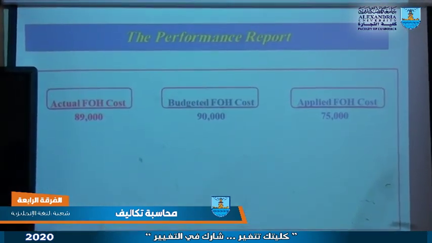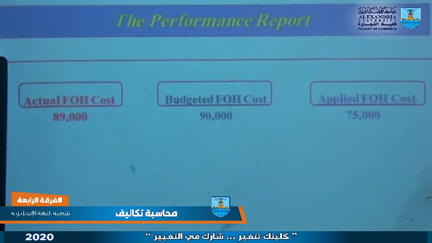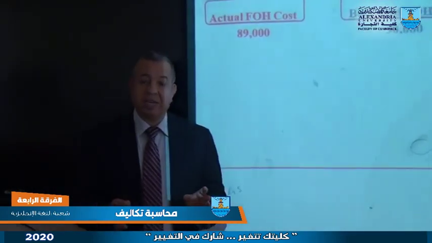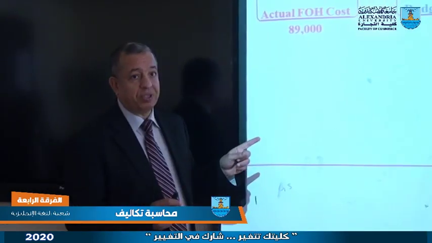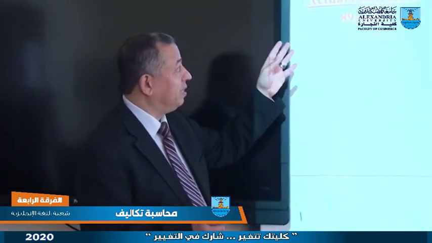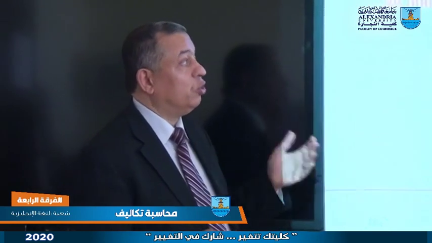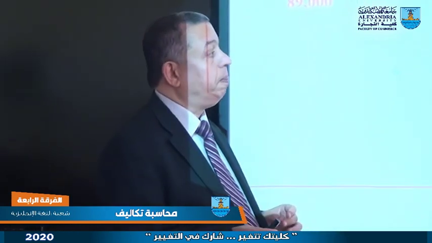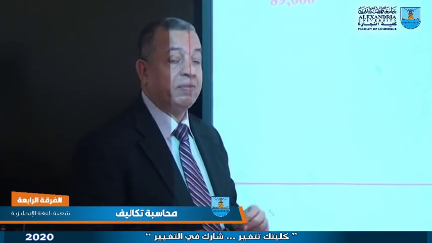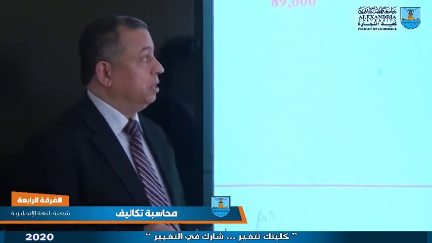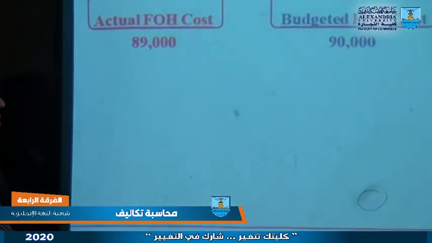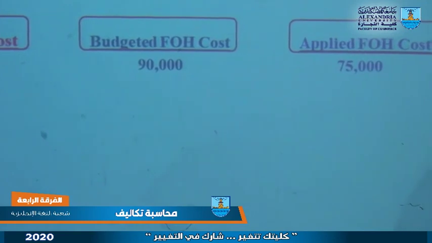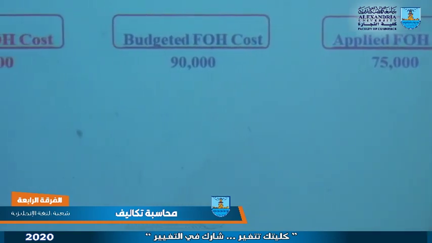There are no equations for fixed overhead, but I will ask you to analyze the variances using only the performance report. Don't forget, here I have the actual fixed overhead given, I know the budget, and the applied fixed overhead, which I calculated as 75. The difference between actual and budget gives new variances, especially for fixed overhead.